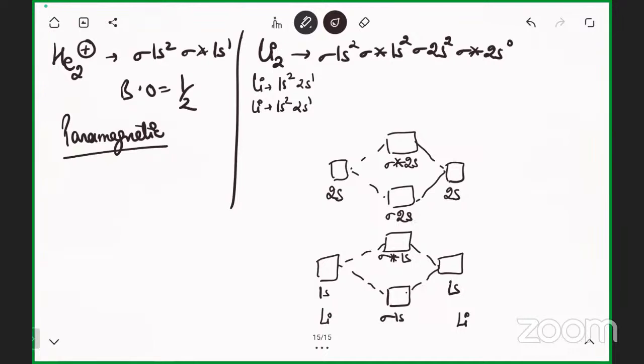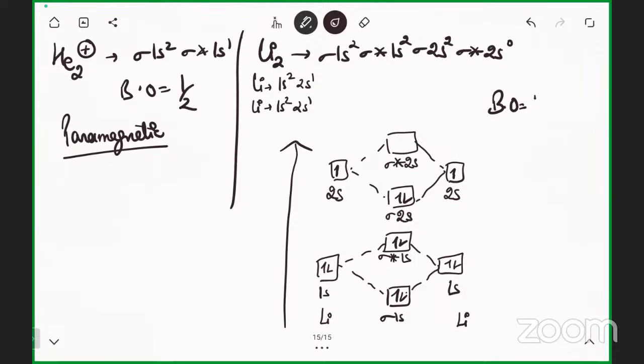Okay, so let's fill in 1s. In 1s we have 2 electrons. In 2s1, 1 electron, 1 electron. In sigma 1s, we have 2 electrons, then sigma star 1s also 2 electrons, then sigma 2s 2 electrons, while in sigma star 1s we don't have anything. This is the increasing order of energy. Now tell me the bond order. 2, sir.